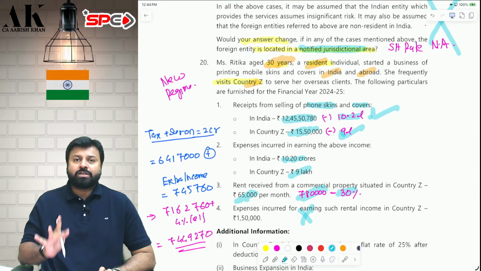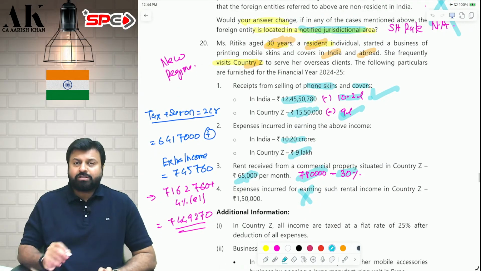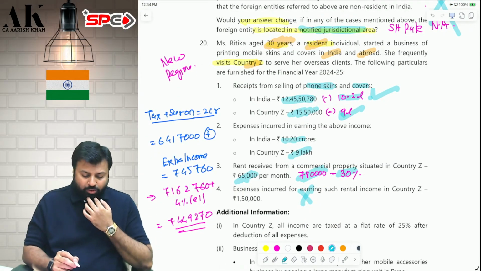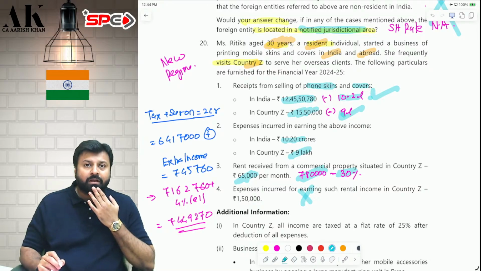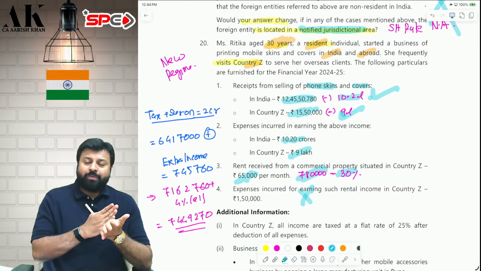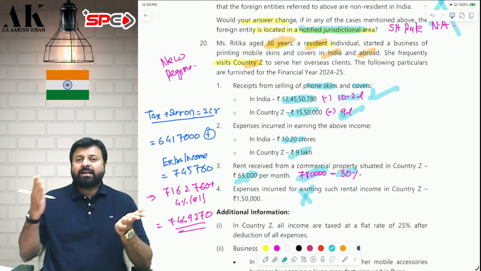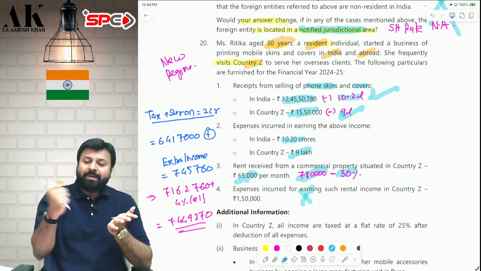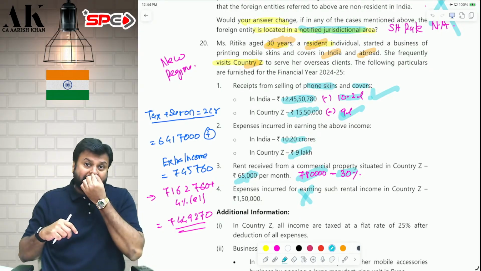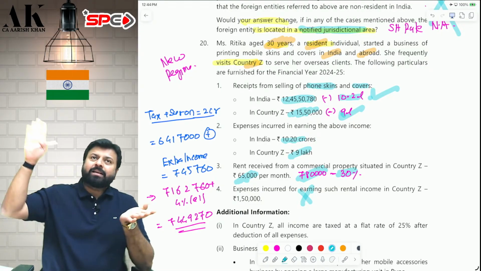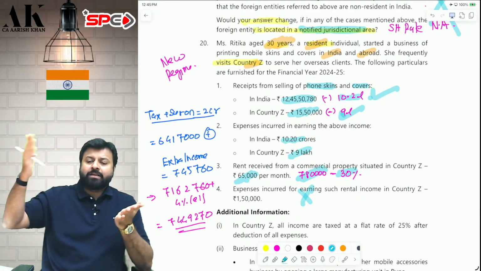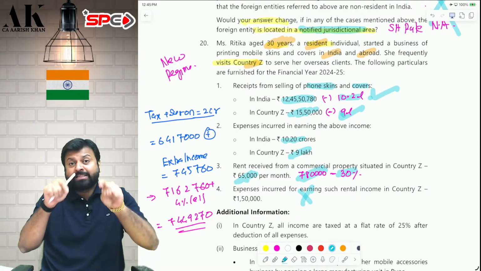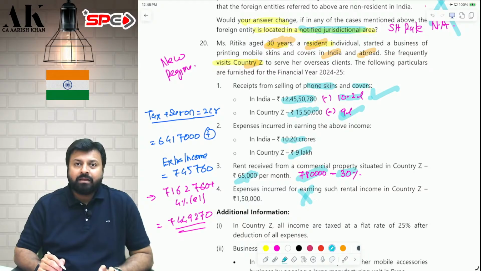Now, the catch in this question is that marginal relief comes in. Why? Because the total income of Ritika is coming to somewhere around 2 crore 7 lakhs. If I compute tax and surcharge on 2 crore rupees, and then compute tax on 2 crore 7 lakh rupees, the extra tax is coming more than the extra income. The extra tax is coming somewhere around 9 lakhs, while the extra income is only 7 lakhs. Therefore, you have to apply marginal relief here.